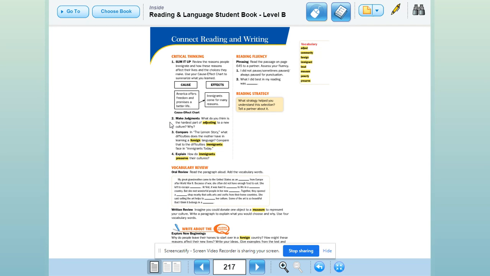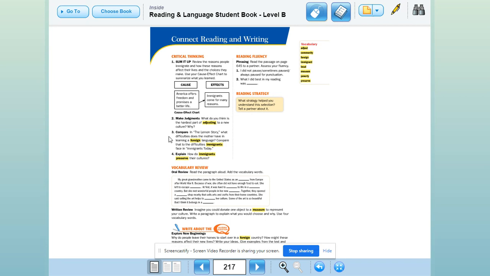Number 3, compare in the lemon story. What difficulties does the mother have in learning a foreign language? When we compare, we talk about similarities and differences. So we're going to discuss these during our Zoom meeting.